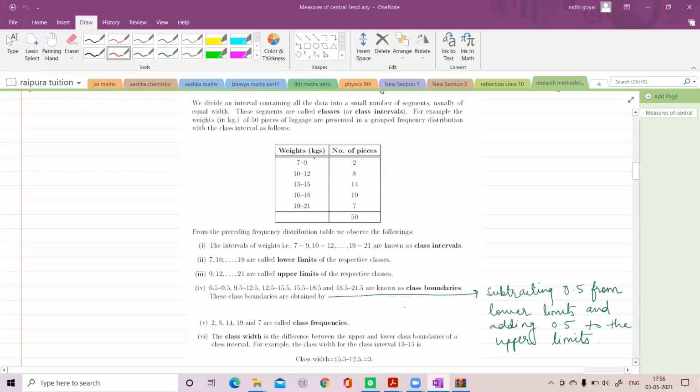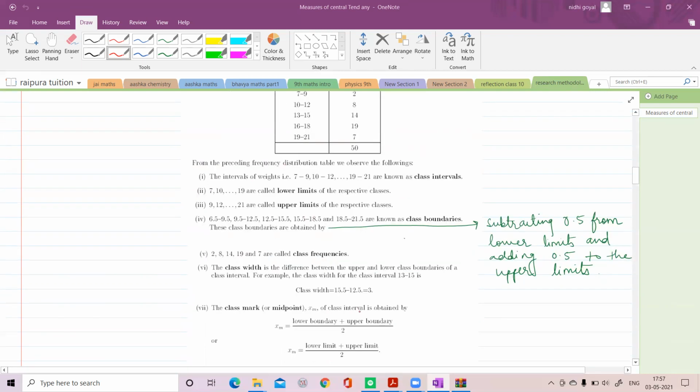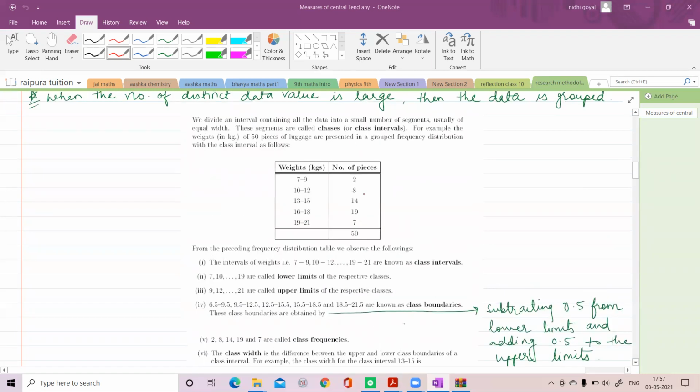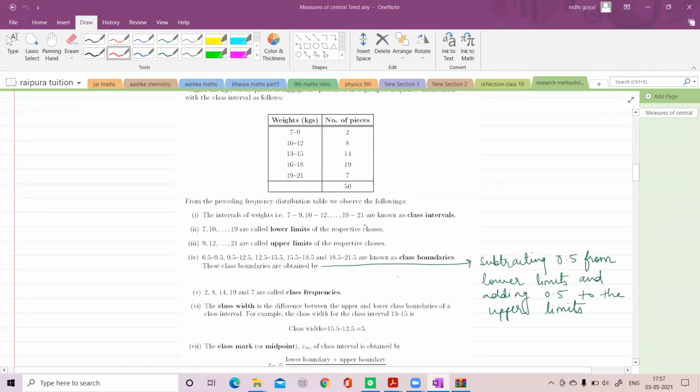And since this data is like 7, it is not continuous data, right? It is like 7 to 9, 10 to 12, so we have to make it continuous. For making it continuous, we need to change the class boundaries, and for that we have to subtract 0.5 from the lower limits and add 0.5 to the upper limits, and then we will get the class boundaries like this. And these are all the class frequencies: 2, 8, 14, 19, 7 and 50.